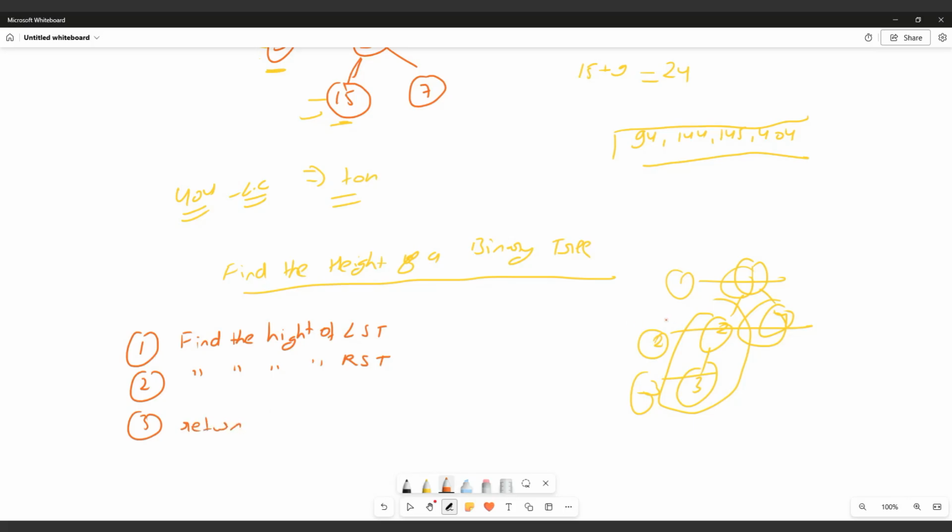Because in this, the height of the left subtree is 2. In this, the height of the right is 1. And which is maximum? The maximum is 2, and add 1 to it. 2 plus 1. So what is the height? The height is 3. So return the maximum of the left subtree and the right subtree and add 1 to it in order to get the answer.